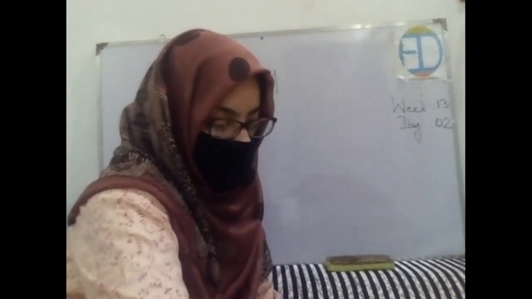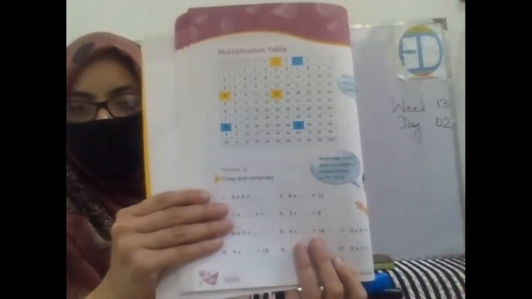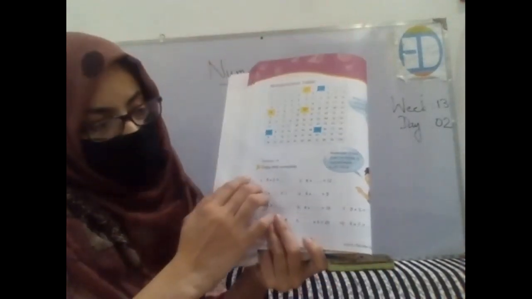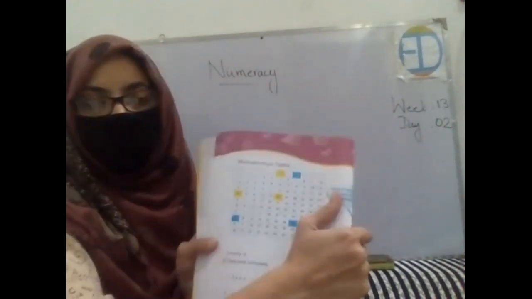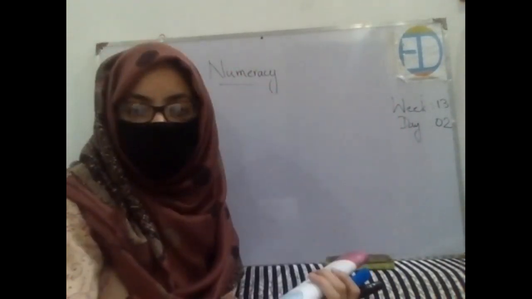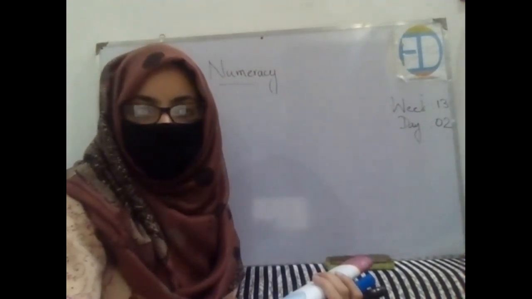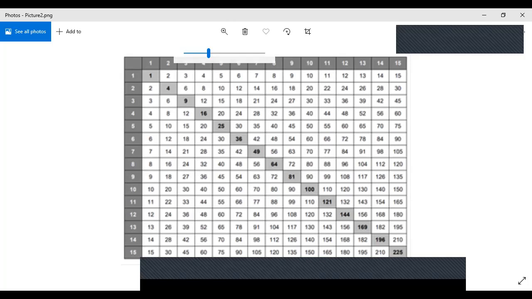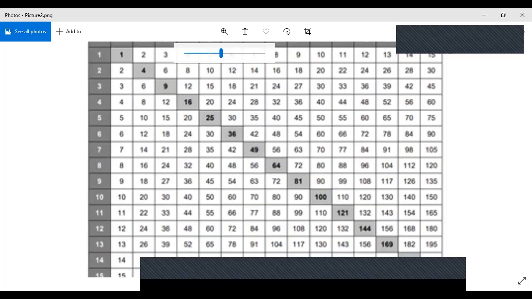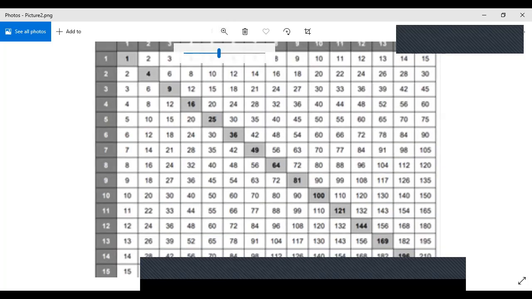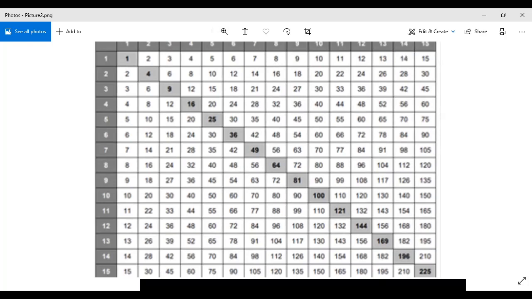First, I want you to open your book, page number 64. This is the page that we will be doing together. Okay, and we are supposed to find these. Copy and complete. We are supposed to find these products. A multiplication table is over here in your book as well, and I'm going to share the screen with you as well. Now you will find the products of the numbers in your book through this multiplication table.